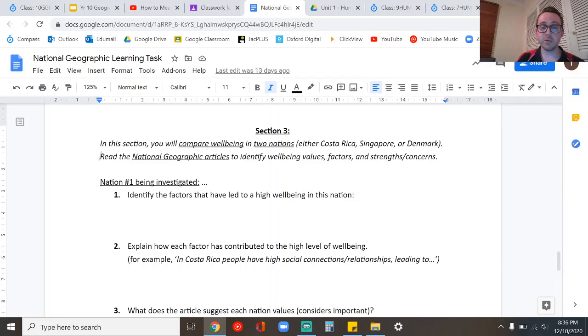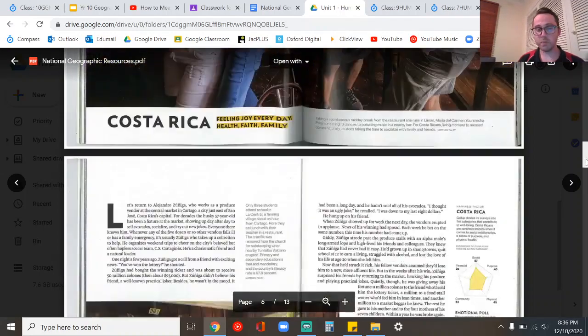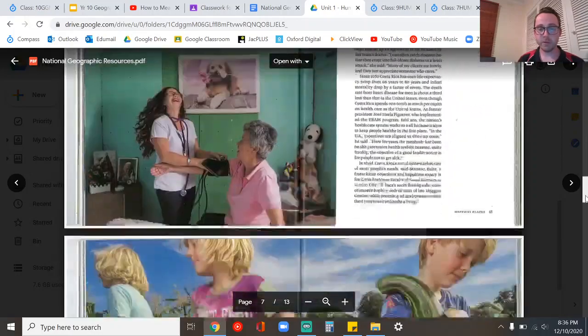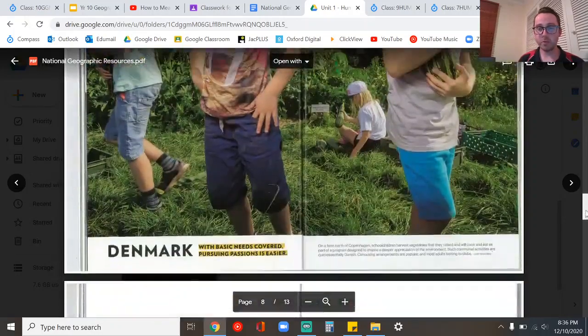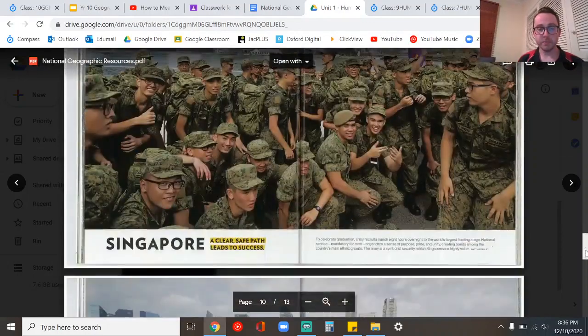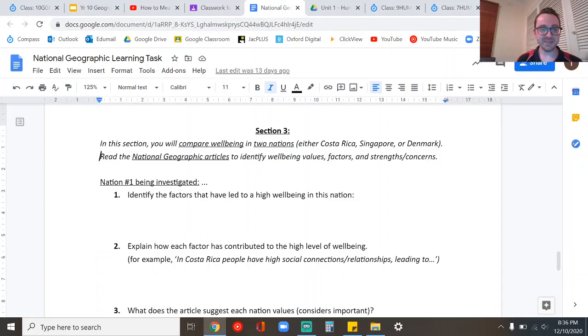Now, section 3, this is where we start to get into the big money stuff. In this section, you will compare well-being in 2 nations. So we've got the National Geographic articles, and they go through 1 or 2 pages about each one. So that's Costa Rica. Tells you about what's important to them, what influences their human well-being. Denmark, and then Singapore. Good photo down there. So you've got a couple of questions.